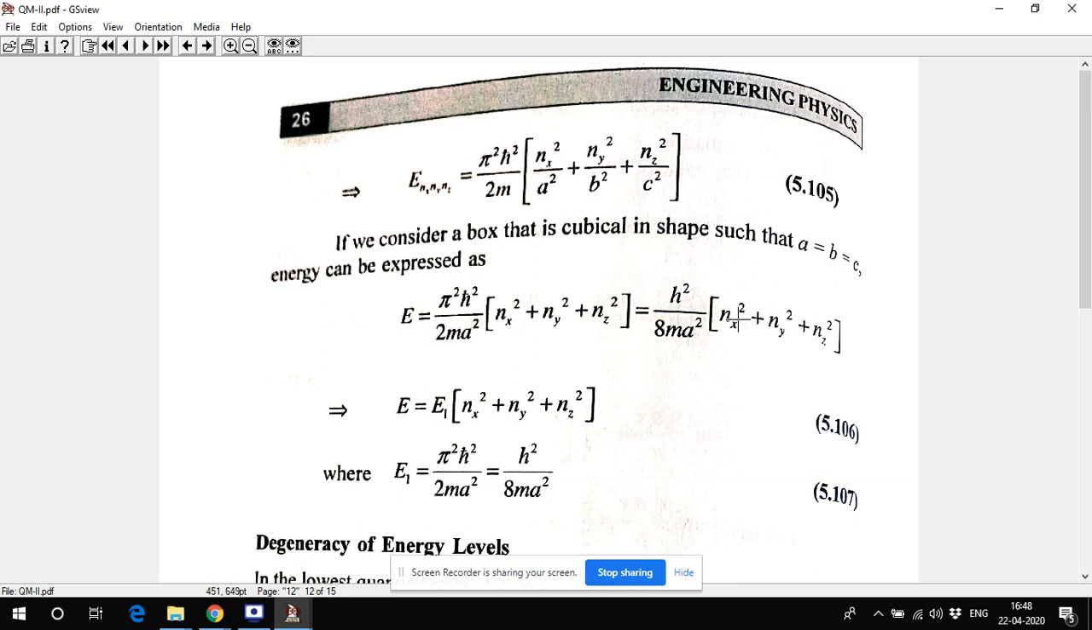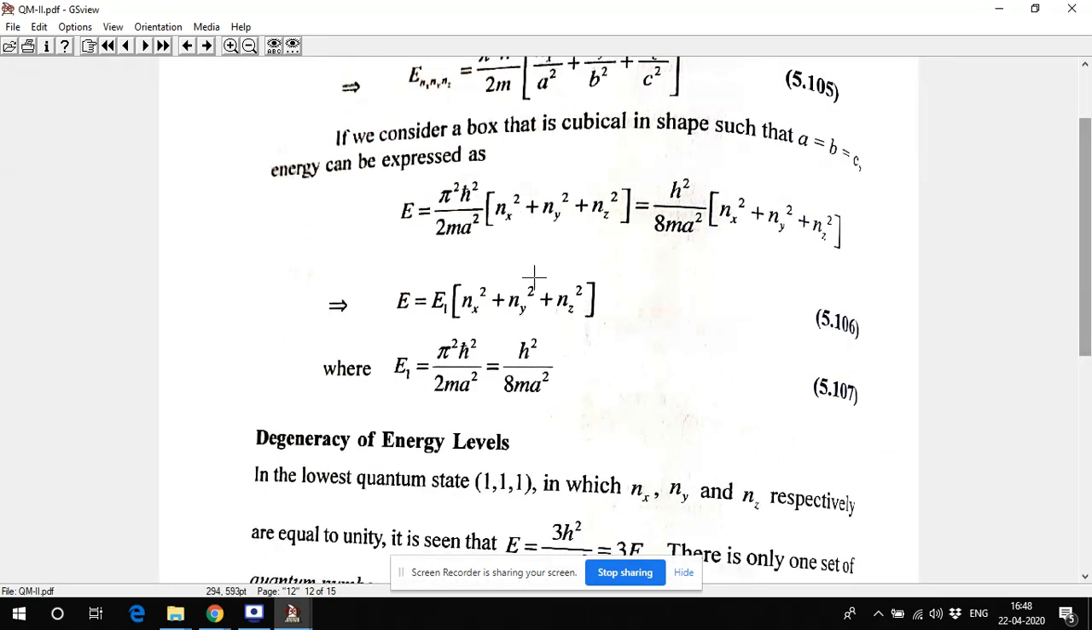So this is the formula of energy, and we can write this as E1 once again: E equal to E1 times nx square plus ny square plus nz square. So these are the quantum mechanical integers. Since earlier the energy was dependent only on n, now this energy depends on nx, ny, and nz.